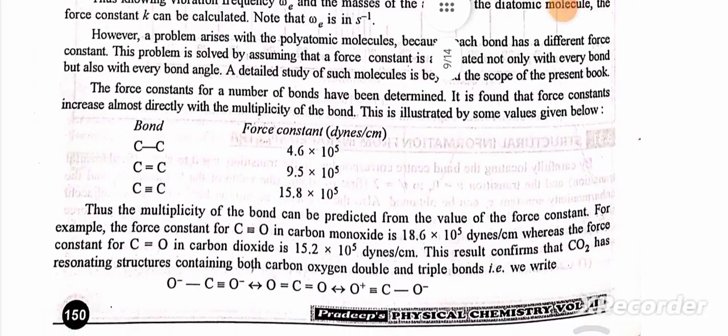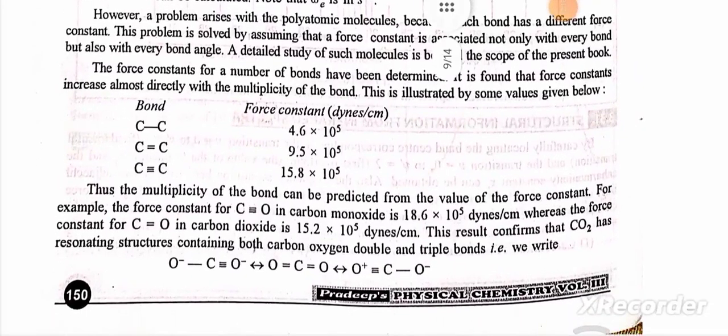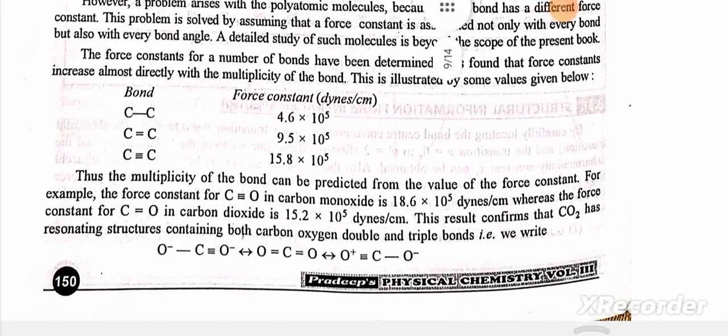For example, the force constant for carbon monoxide is 18.6 into 10 raised to power 5, whereas for the carbon oxygen double bond in carbon dioxide it is 15.2 into 10 raised to power 5 dynes per centimeter. This result confirms that CO2 has resonating structures containing both carbon oxygen double and triple bonds. We can write it also like this.